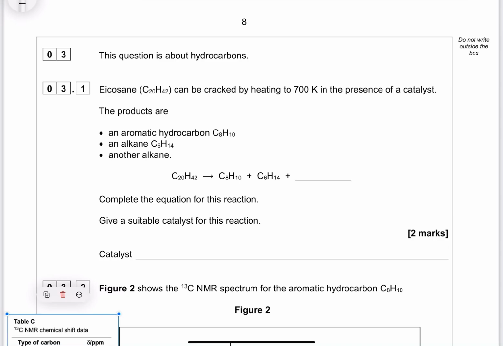This question is about hydrocarbons. C20H42 can be cracked by heating to 700 Kelvin in the presence of a catalyst. The products are an aromatic hydrocarbon, an alkane and another alkane.